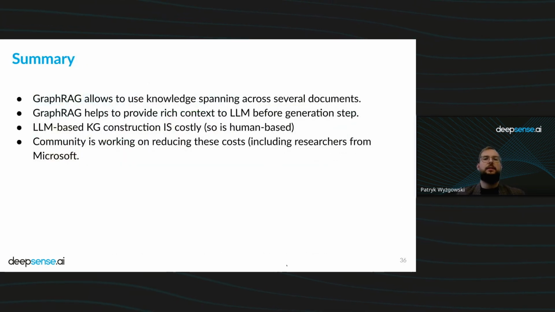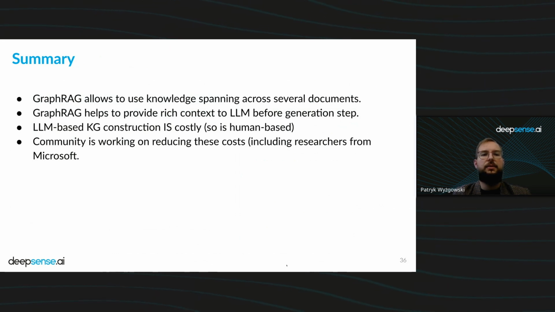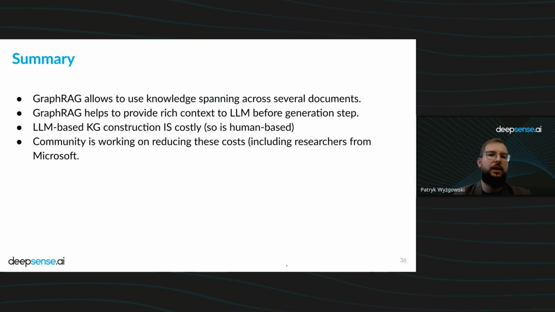Right, so let's have a quick summary. GraphRAG allows to use knowledge spanning across several documents, and it will allow us to enrich the context. Despite its power, GraphRAG isn't always the best choice for smaller data sets which have single facts. It's not necessarily going to be the go-to method, but for the rich interconnected data with vast amount of entities and relationships, it's probably going to outperform RAG.